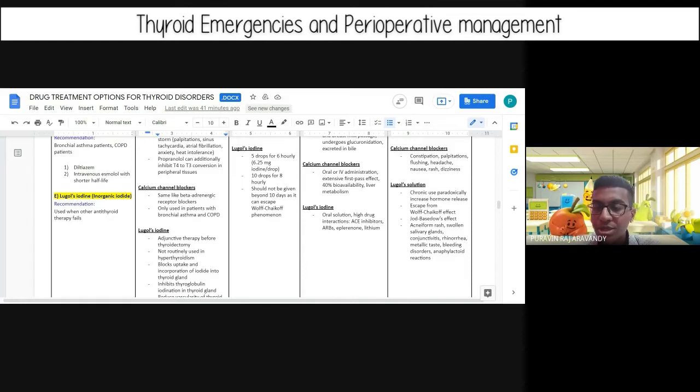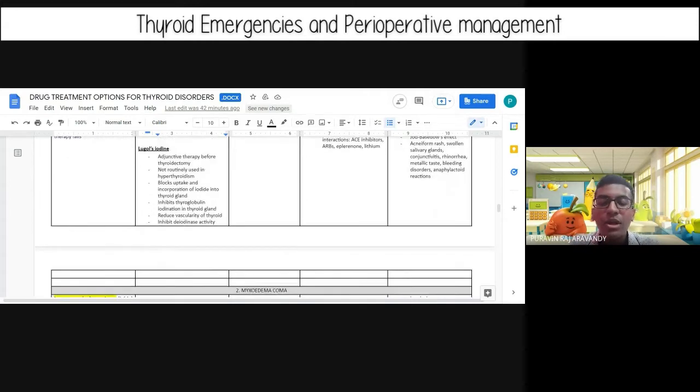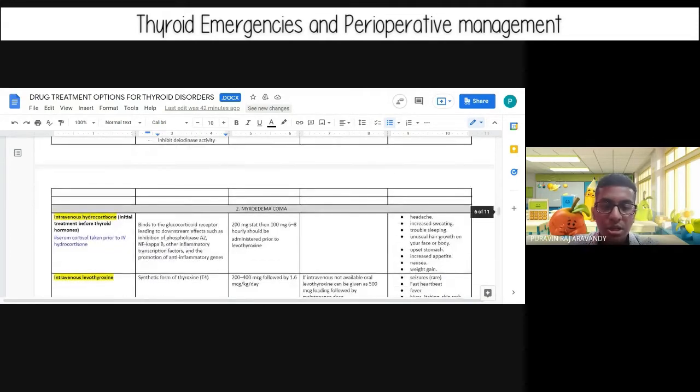Next, there will be dose-dependent effects, and the most important adverse effects are acneiform rash, swollen salivary glands, conjunctivitis, which is an infection of the eyes, and rhinorrhea, which is an inflammation of the nose. You can also have a metallic taste, bleeding disorders, and anaphylactoid reactions.